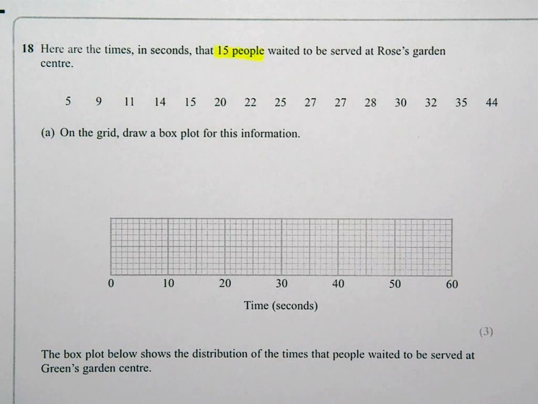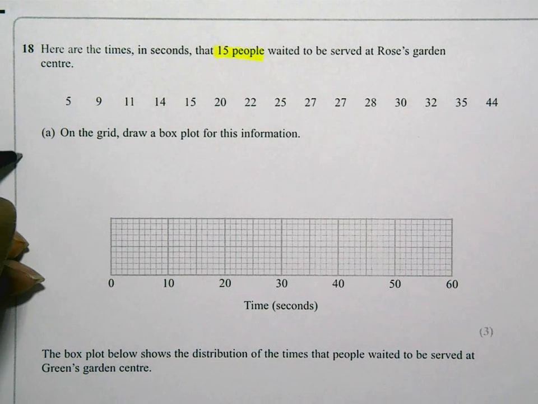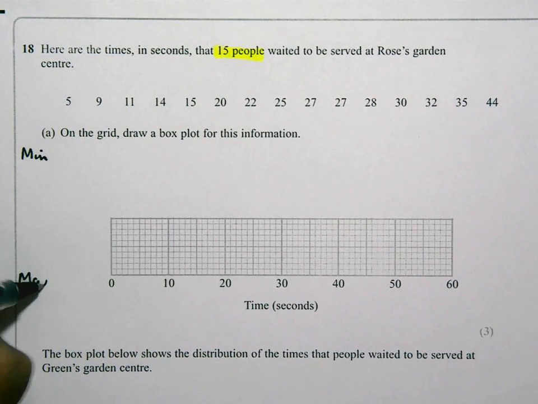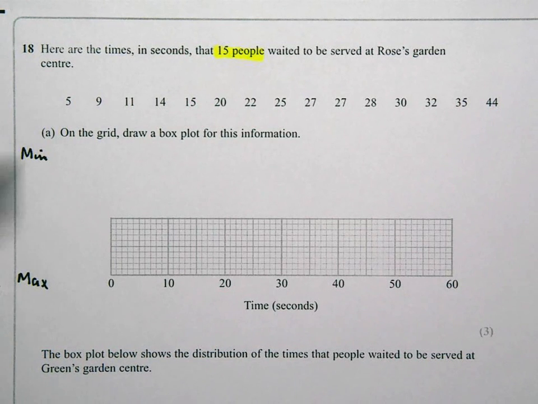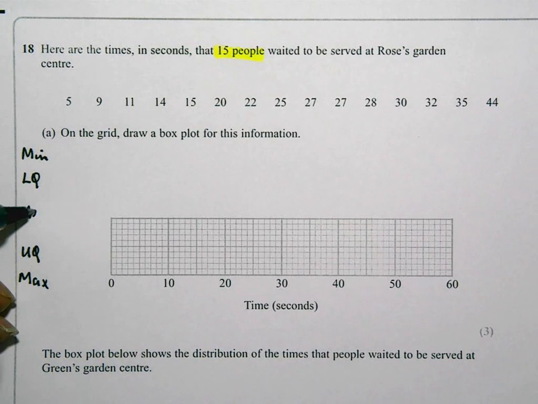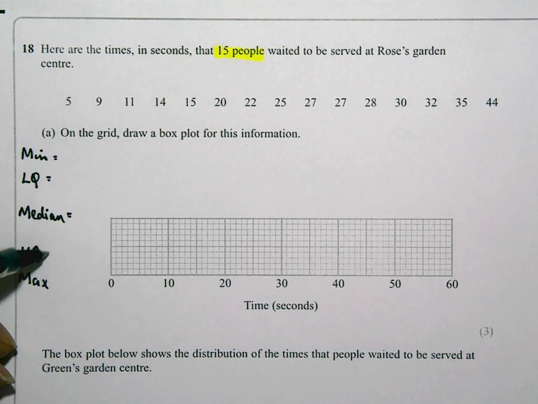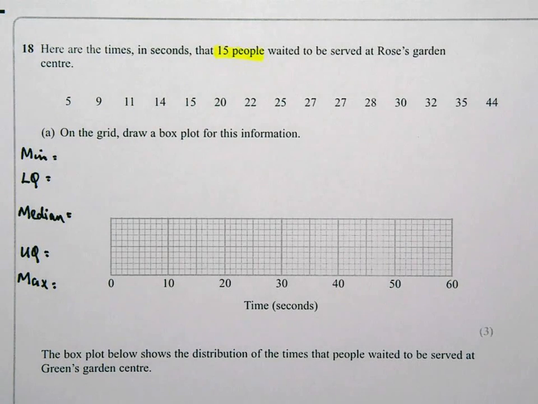Okay, so you need to know some facts in order to draw a box plot. The things that you need to know are the minimum value and the maximum value. So you need to know the smallest number and the biggest number. You need to know the lower quartile and the upper quartile, and you also need to know the median. What helps here is that these numbers are put in order already. So I know that the minimum value is 5 and the maximum value is 44. Let's work out the median first of all.